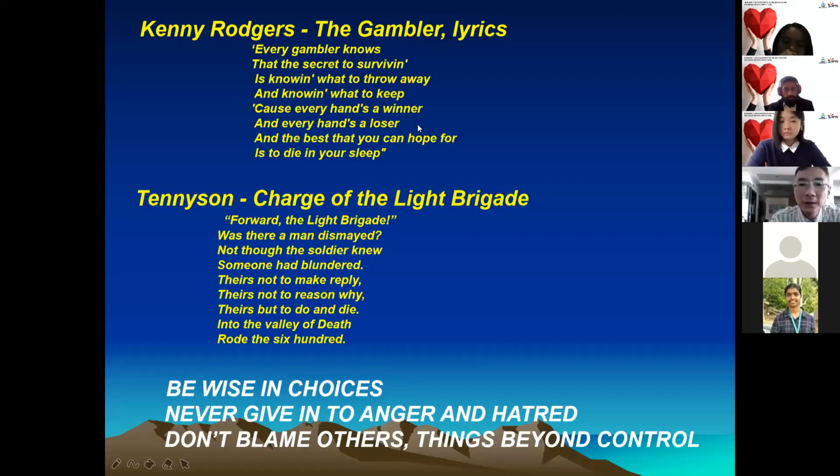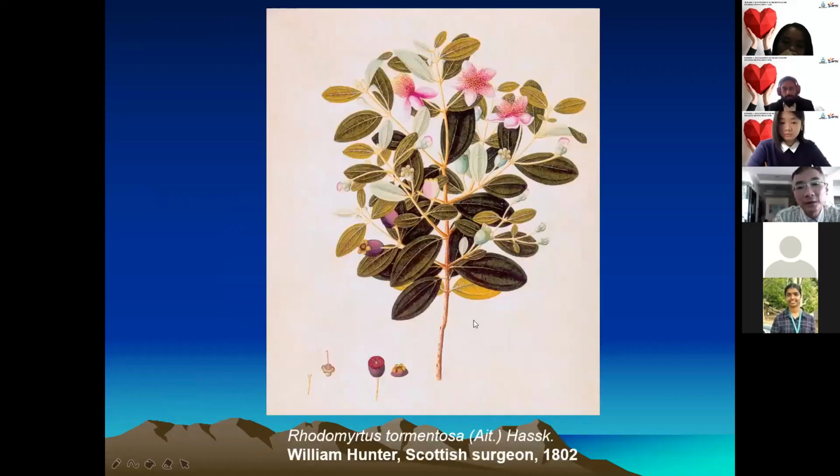Make sure you win, you see. That's, I think, the answer. See, this is a Scottish surgeon who came to Penang in 1802. He drew flowers and plants of Penang.